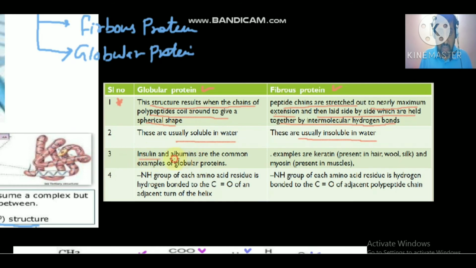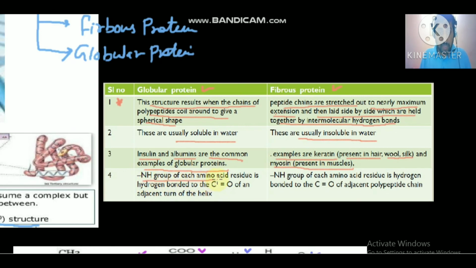There are some wonderful examples. Insulin and albumin are the common examples of the globular protein, and examples of fibrous protein are keratin, which is present in hair and wool and silk, and myosin, that is present in our muscles. In our muscles we are having two types of fiber, that is actin and myosin. So myosin is that fibrous protein.